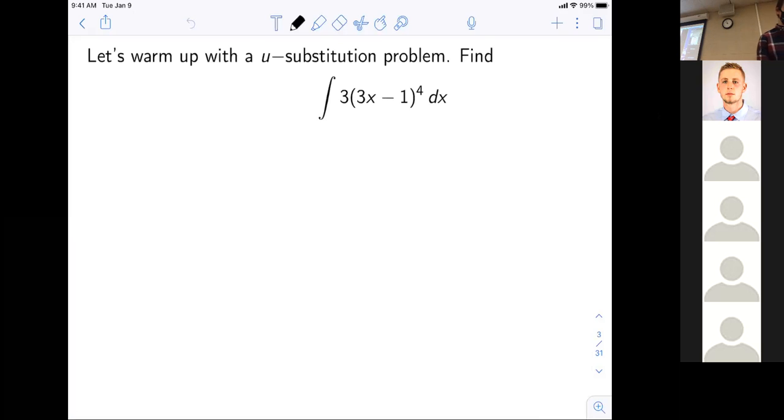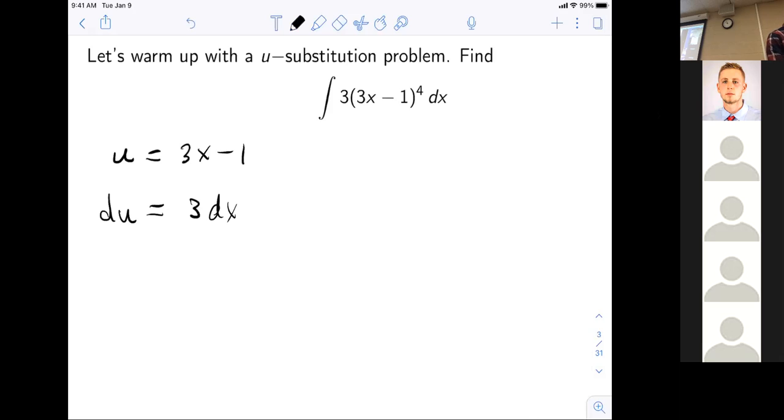Use substitution. That's right. And what is u going to be? 3x minus 1. Good. So du is what? 3 dx. Or if you want, you could say this is the same thing as saying du dx is 3, and then move the dx over. That's really all we're doing.